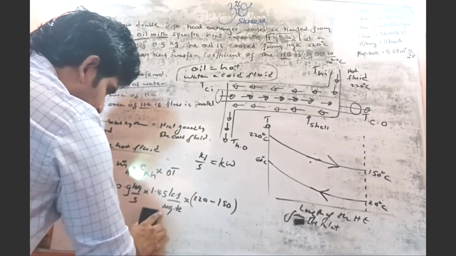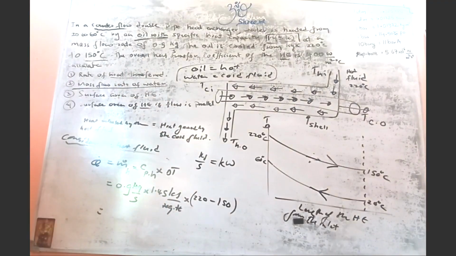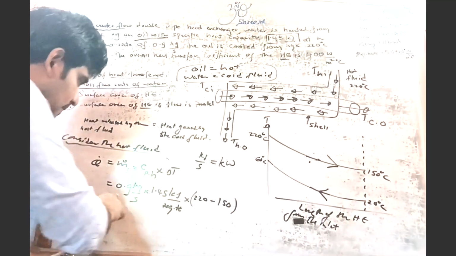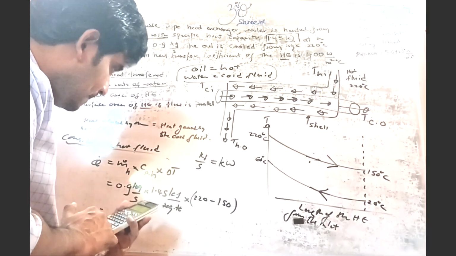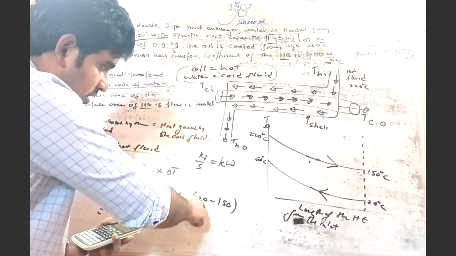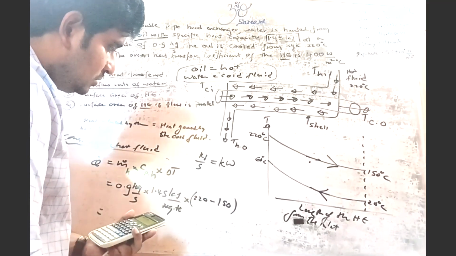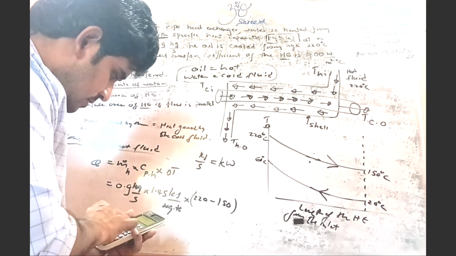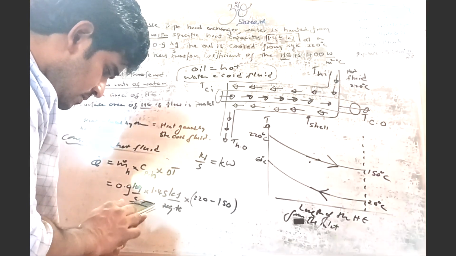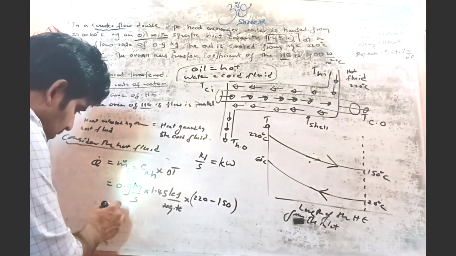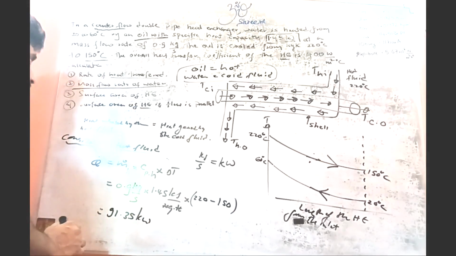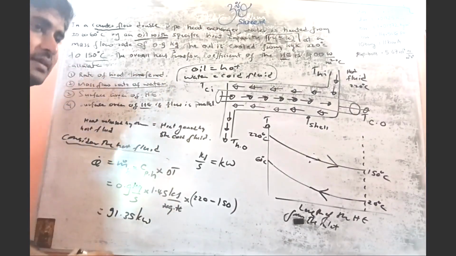So then let's carefully do the simplifications. What do we have? 0.9, 1.45, 220 minus 150. So that means 70. The difference is how much? 70. That gives 91.35, 91.35 kilowatts. So this is the rate of heat transfer.